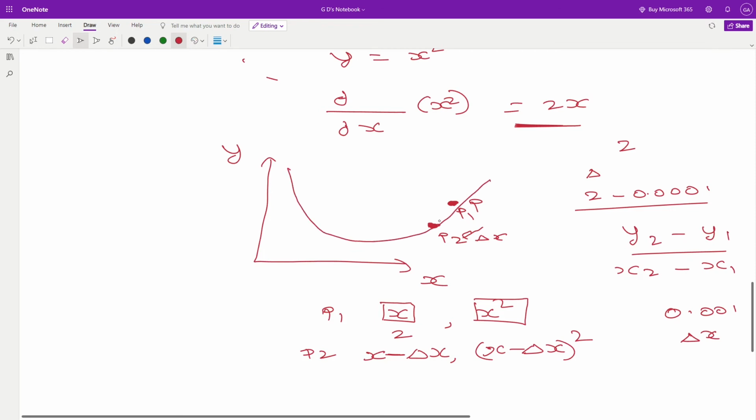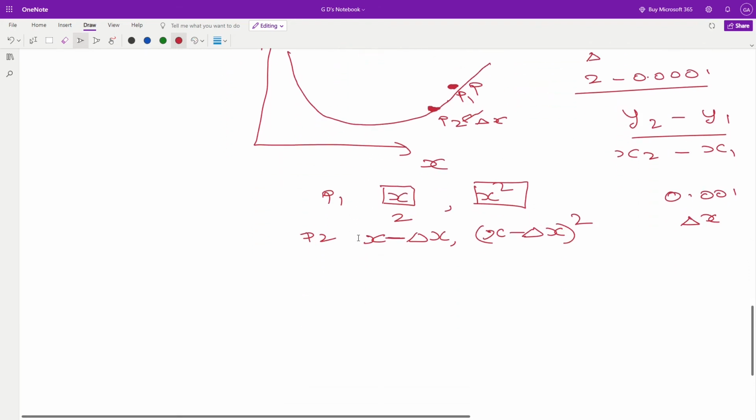Yes. So this P2 is nothing but a very small change. Now, if I want to find the slope between these two points, slope is nothing but how your y value is changing with respect to x. So I can just do a simple P2 minus P1. I can do it like this.